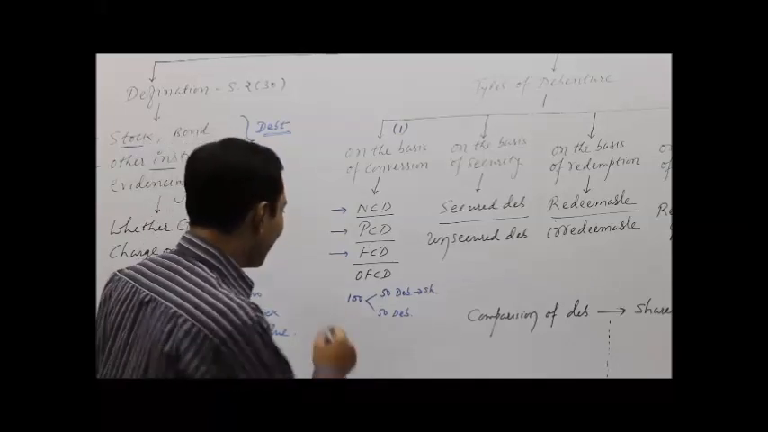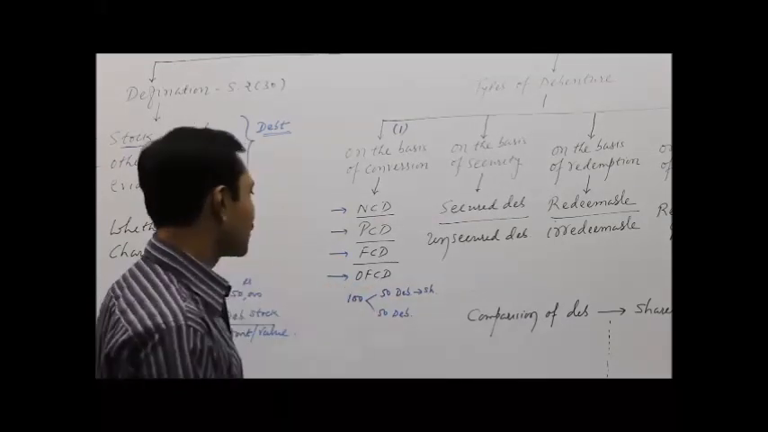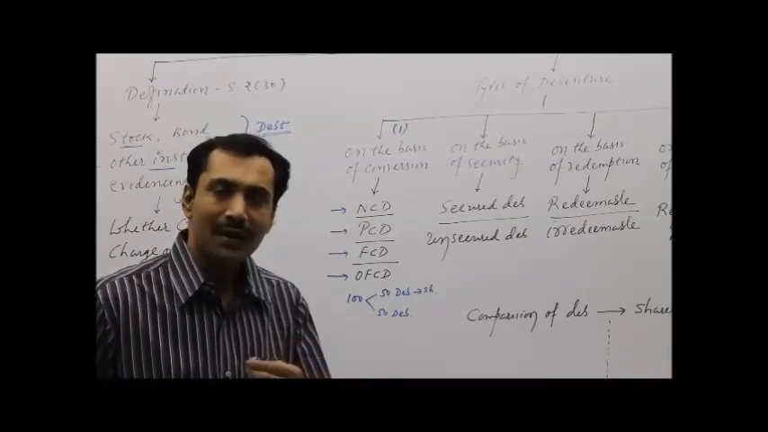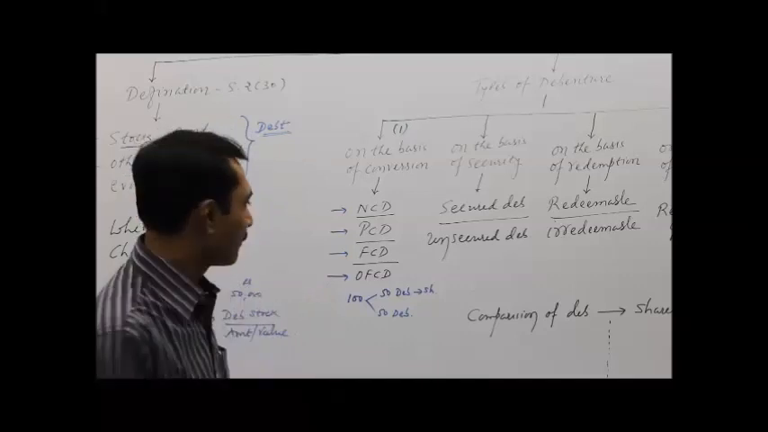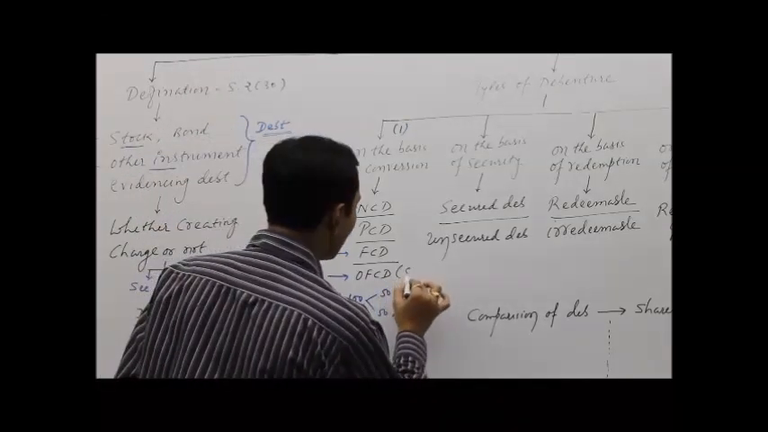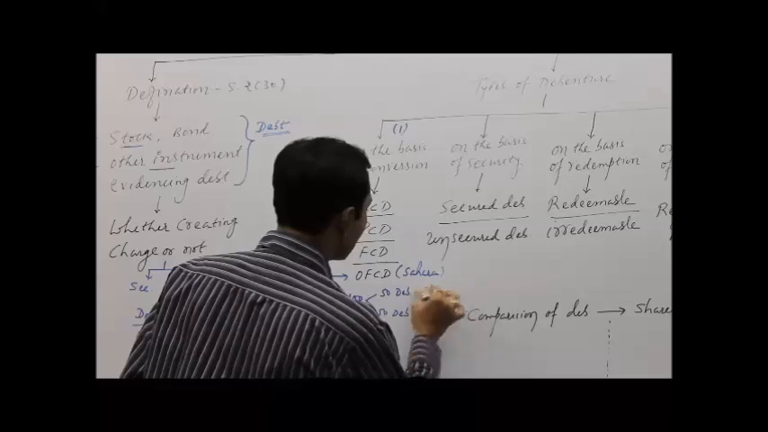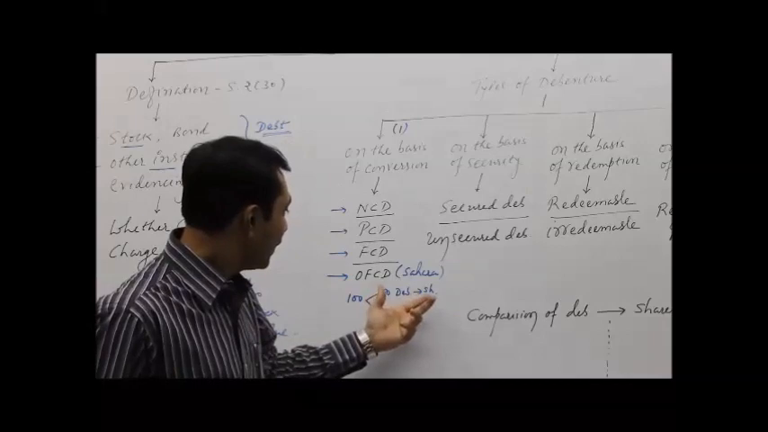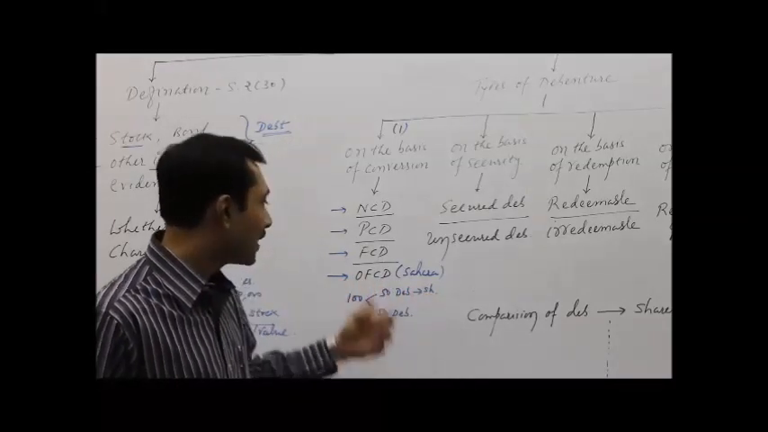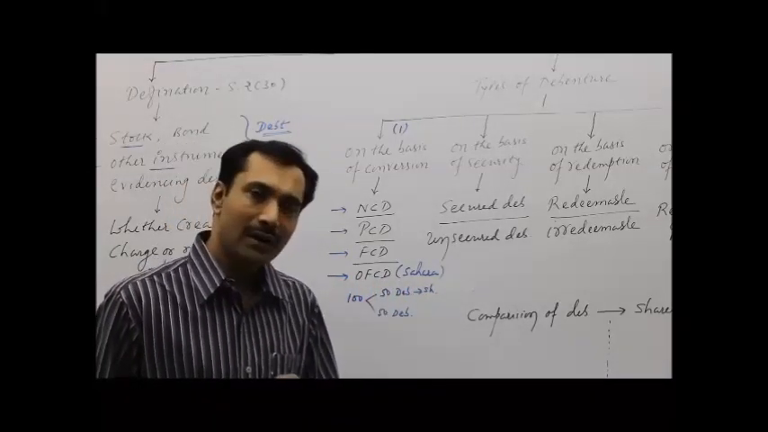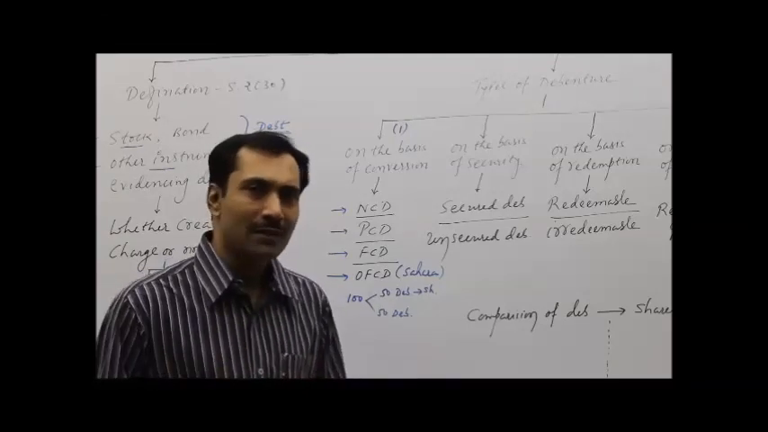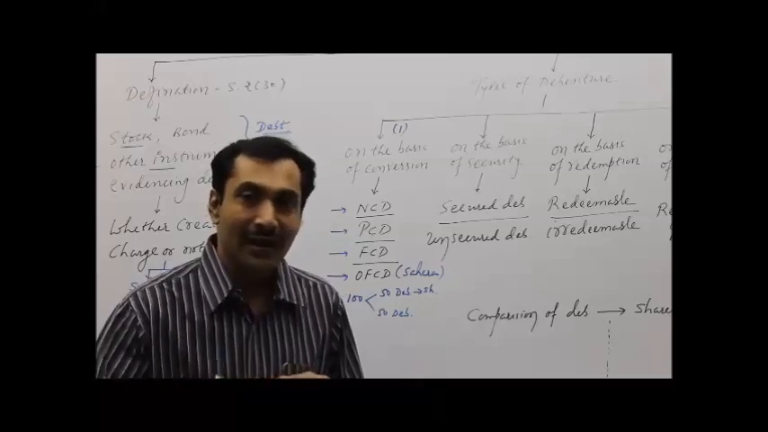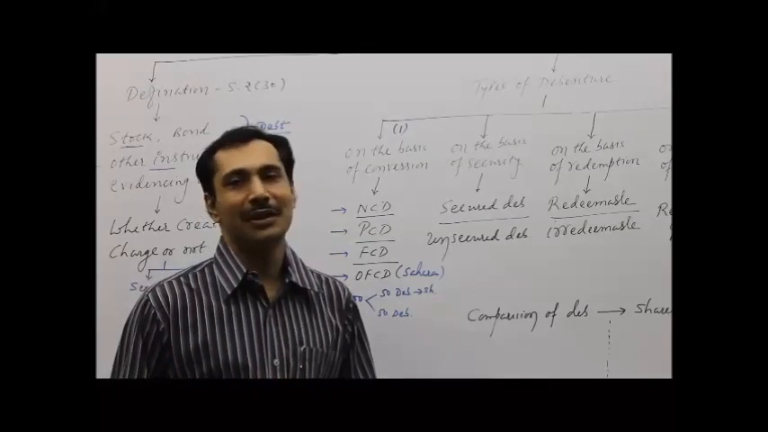And the fourth is a little unique in terms of the market. It is OFCD, optional fully convertible debenture. If you are aware and have heard about the Sahara issue, Sahara Group, Subrata Roy, the entire issue of the Sahara Group of companies was based upon the OFCD. Here, the debenture is fully convertible, but the conversion will take place on the exercise of the option by the debenture holder.